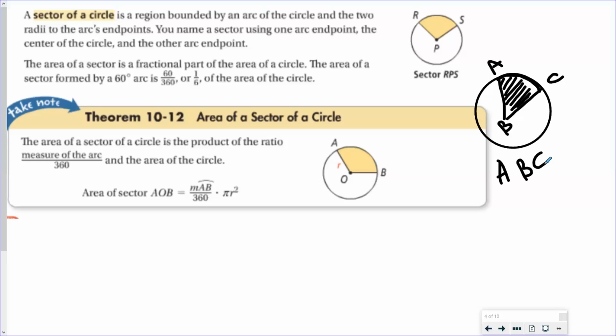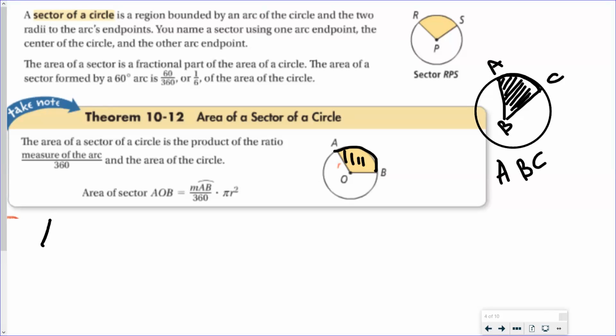So to find the area of a sector, I need to find the ratio or the fraction of this sector to the whole circle times the area of the circle. To find the fraction of this sector, as we said yesterday, I will find the measure of this arc AB over 360 times pi r squared.